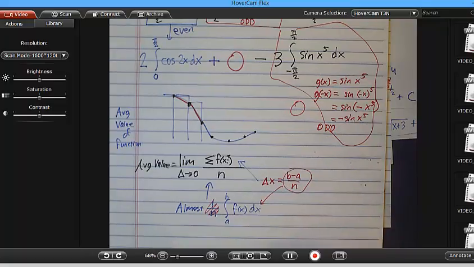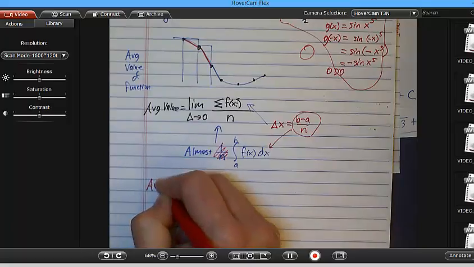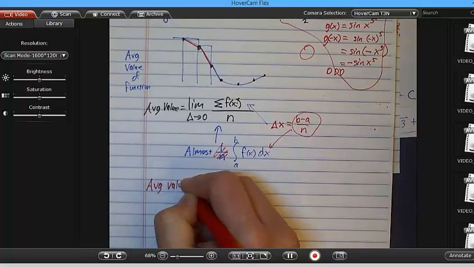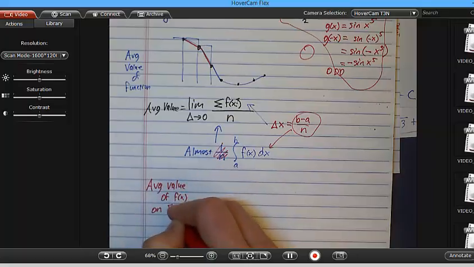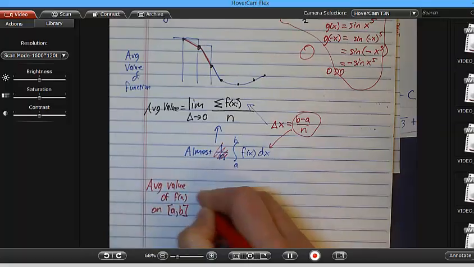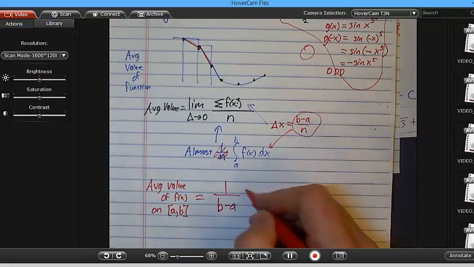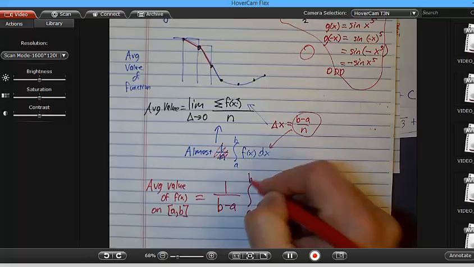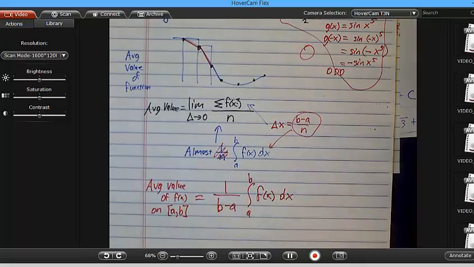And so what I do is I say that the average value, and this is your definition, the average value of f of x on the closed interval a, b will equal 1 over b minus a, because I had to get that involved, times the integral from a to b of f of x dx. That's the average value of the function.